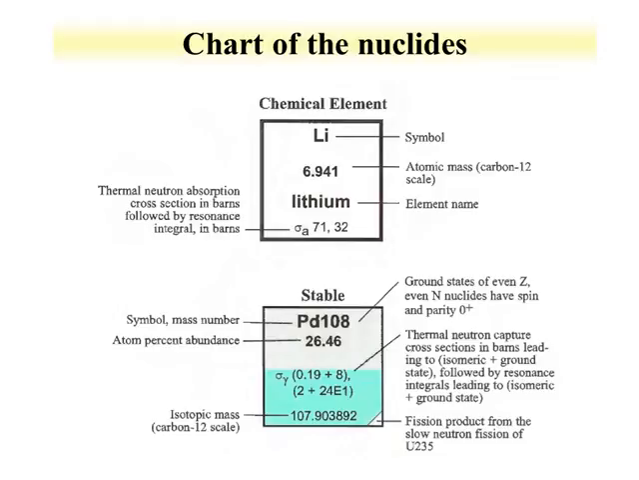Now you also have cross-section data, and here we see that the cross-section's in parentheses, and there's two sets. There's thermal neutron capture cross-section in barns for the isomeric plus the ground state, and then the resonance integrals for the isomeric and the ground state. So for palladium 109, there's what's called an isomeric state, so an excited state. So this is the cross-section for the nuclear reaction of a neutron forming the 109 isomer, and this is the cross-section for the 109 ground state.